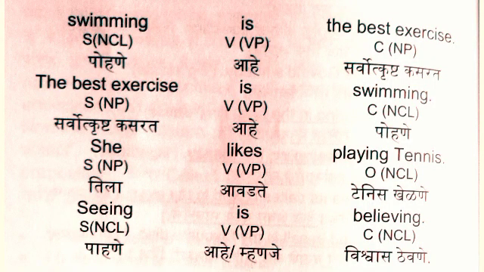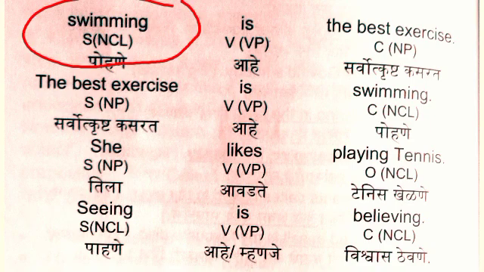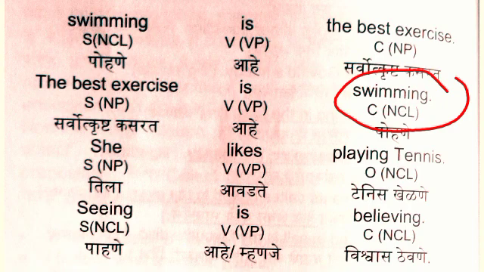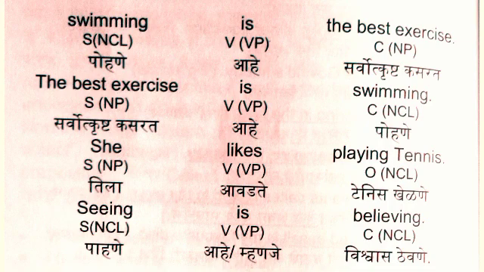In the example, swimming is the best exercise, swimming is the subject. It is a nominal non-finite present participle clause. Is is the verb, and the best exercise is the complement. Now look at this sentence: the best exercise is swimming. In this sentence, the best exercise becomes the subject, but it is not a non-finite clause. It is a noun phrase. Is is again the verb, and swimming now becomes a non-finite clause, functioning as the complement in this sentence.